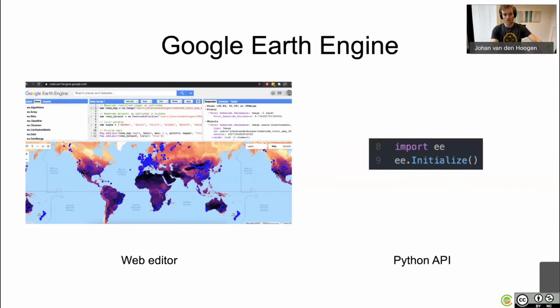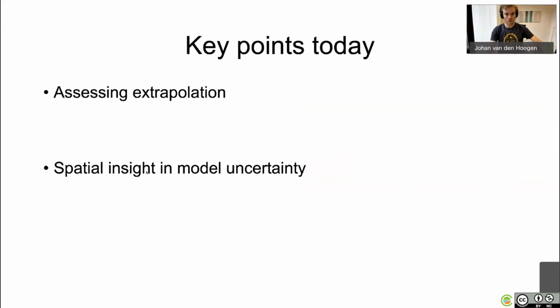Earth Engine is accessible over a web editor, just in a browser, but I mostly use the Python API as it's way more powerful if you want to do more high throughput modeling or grid searching or bootstrapping, as I will outline later. Today, most of the talk will be about extrapolating. As Tom already outlined, extrapolation is definitely one of the key pitfalls of machine learning in geospatial modeling. And secondly, I'll focus a bit on how we get spatial insight into model inaccuracies.